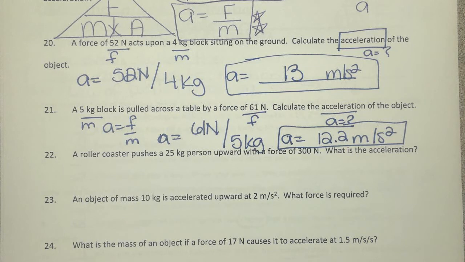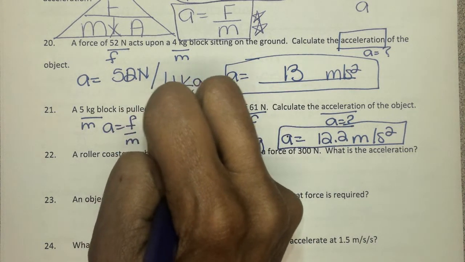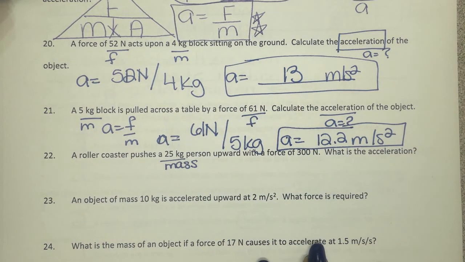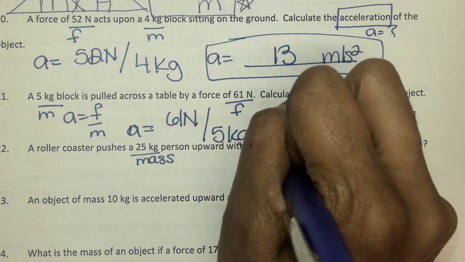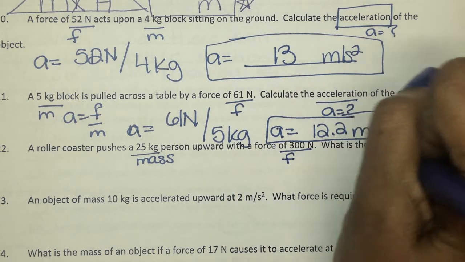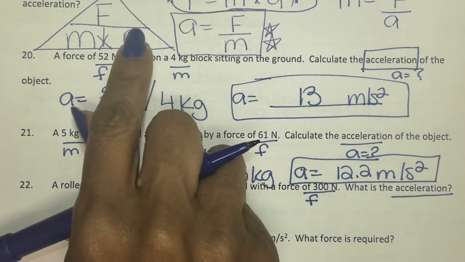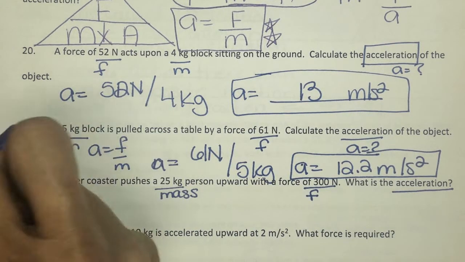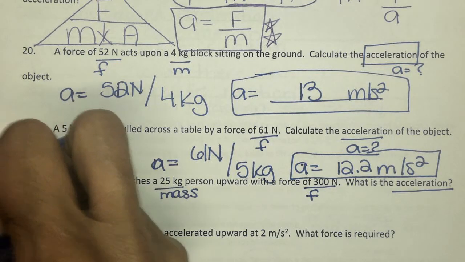All right, 22. A roller coaster pushes a 20 kilogram person, 20 kilograms is mass, upward with a force of 300 newtons. That's your force. What is the acceleration? Again, I come to my formula. Acceleration is force divided by mass. So my acceleration is going to be equal to force divided by mass.